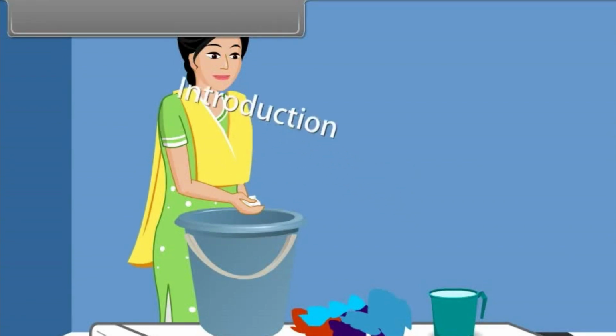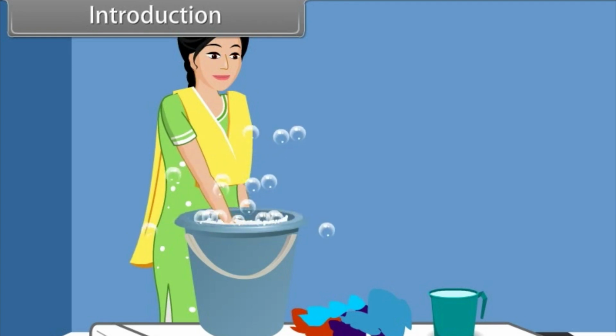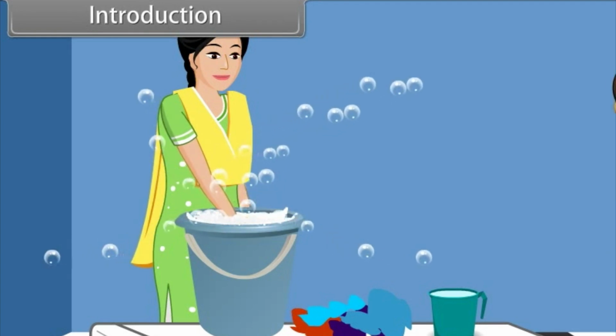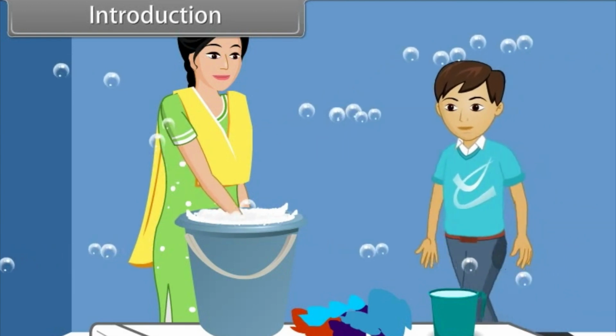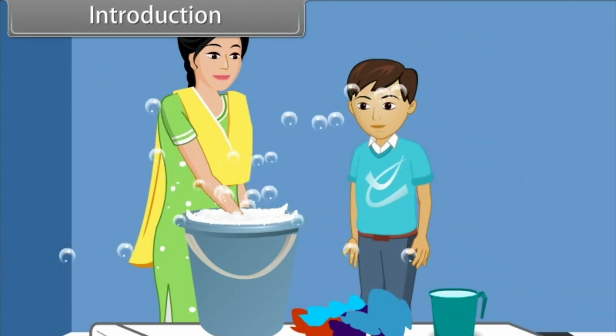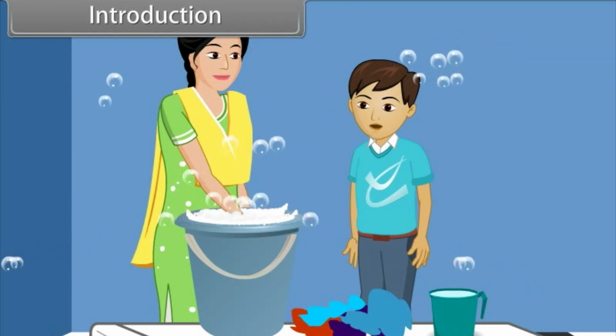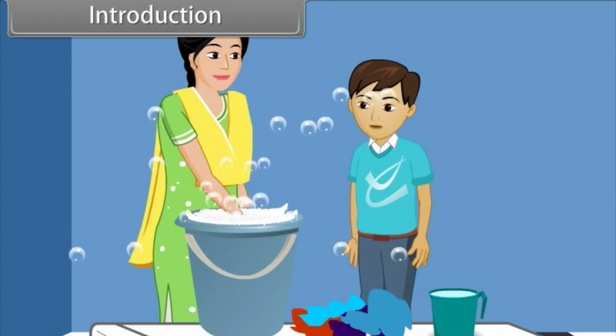Introduction. Ravi's mother is pouring the detergent powder into the water bucket and starts shaking it well by hand. Due to this, a lot of soap bubbles are produced and are coming out of the bucket. Ravi, watching this curiously, asked his mother why soap bubbles are stable while water bubbles are not.